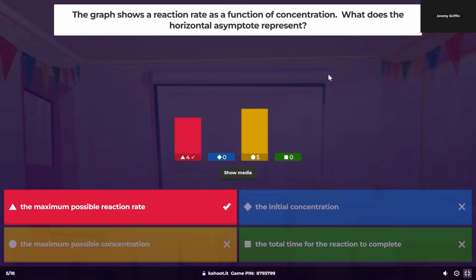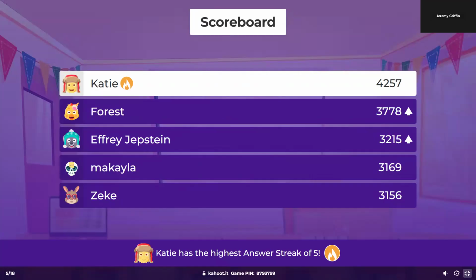It's green. Right. No. It's got Zeke, Michaela, Justin, Forrest, Katie.